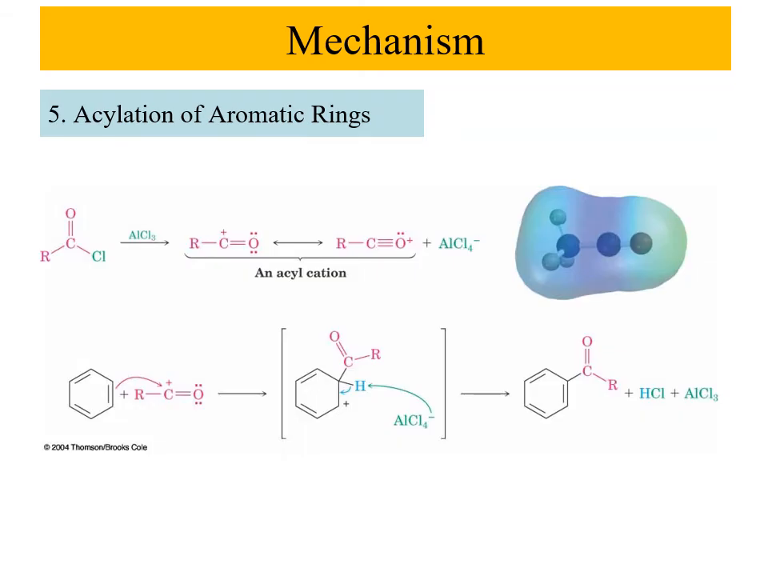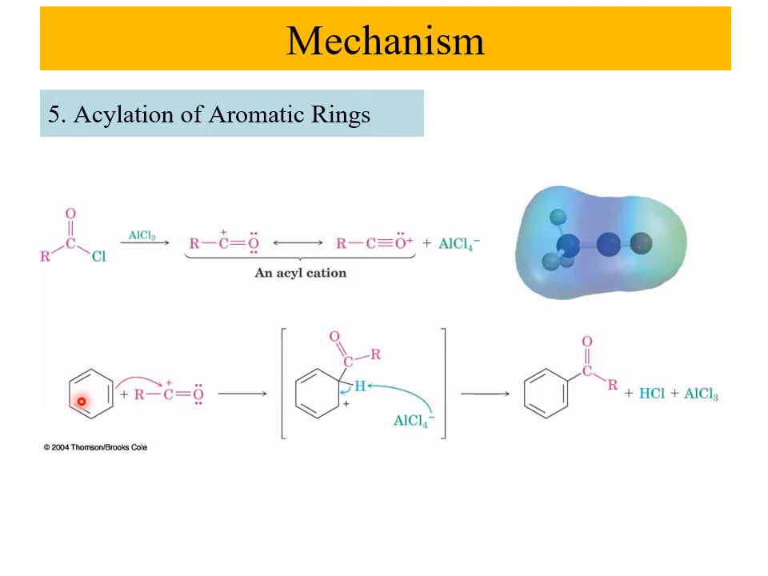For the acylation of aromatic rings, also known as the Friedel-Crafts acylation, the Lewis acid AlCl3 will react with the acyl chloride, forming an acyl cation. The acyl cation is stabilized by the formation of resonance, and there is also formation of AlCl4 anion.